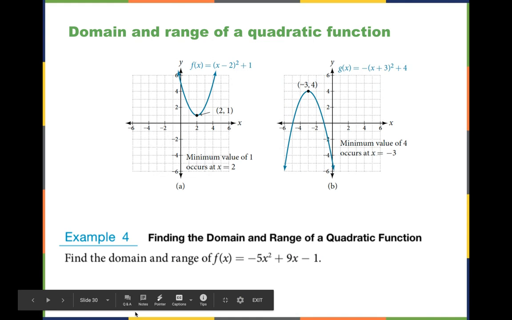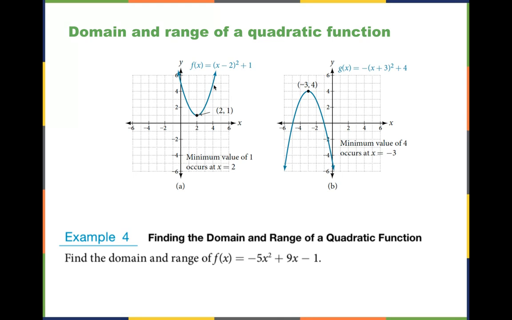All right, let's talk about the domain and range of a quadratic function. All right, here we've got a function x minus 2 squared plus 1. The vertex is at 2, 1. Sure enough, it opens up because this is positive and it hasn't had any vertical stretches. So what is the domain of this function? Well, the domain of any polynomial is all real numbers. Okay, so the domain of any quadratic is always all real numbers.